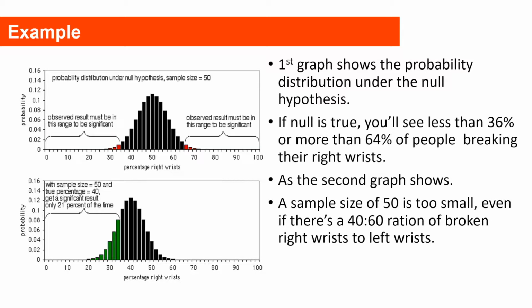The first graph shows the probability distribution under the null hypothesis with sample size equals 15. If null is true, you will see less than 36% or more than 64% of people breaking their right wrists. As the second graph shows, the sample size of 50 is too small, even if there is a 40 to 60 ratio of broken right wrists to left wrists.